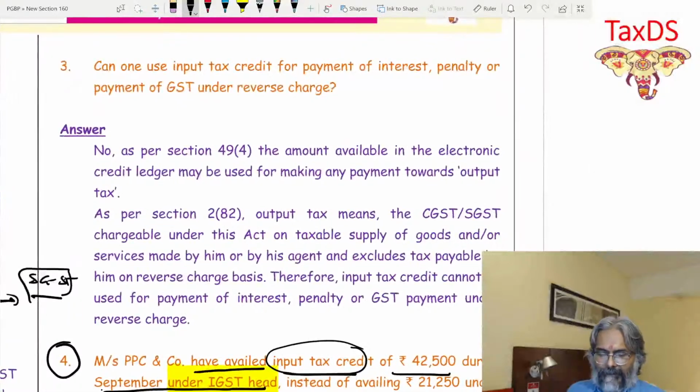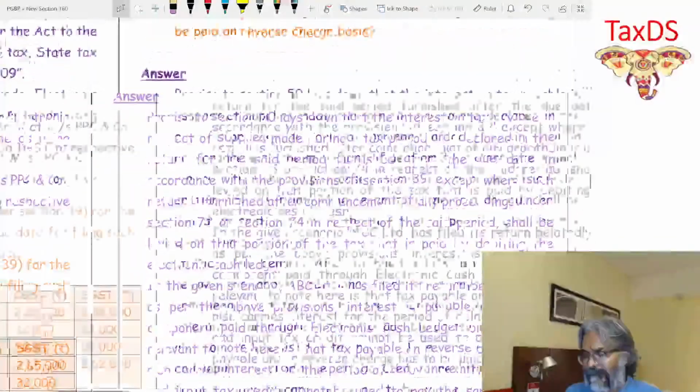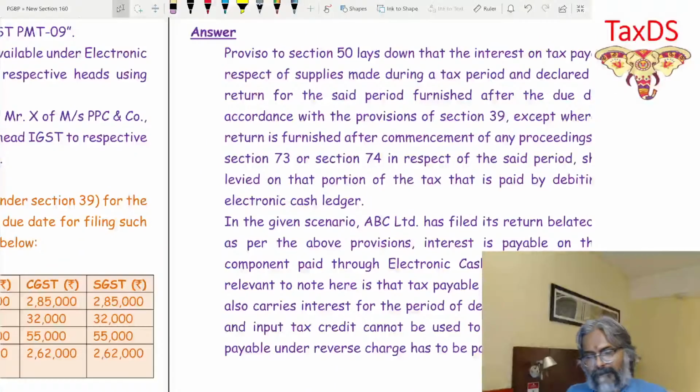Question number 3, students, you can take that as homework. It's a simple theory question. Can one use input tax credit for payment of interest, penalty, or payment of GST under the reverse charge mechanism? ITC can only be used for the payment of the GST liability on the output supply or output tax. So it can only be used for that particular purpose and for nothing else, students. That's exactly the point. With this, we are done with this particular proposition completely, including the questions.